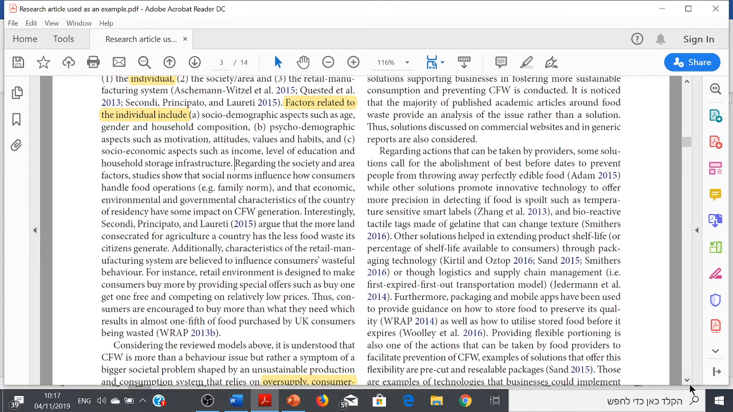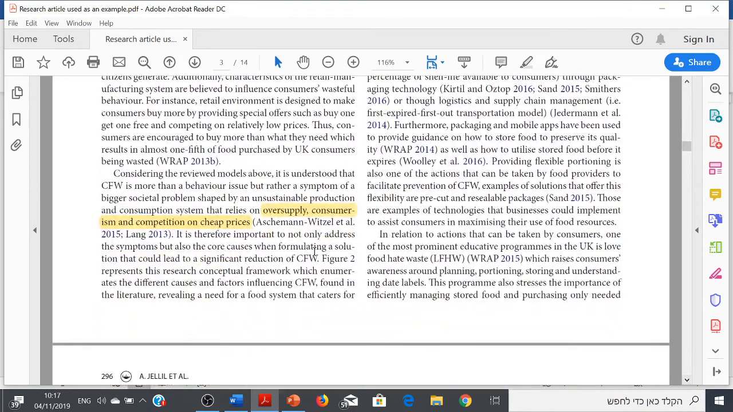They're not here. However, if I continue to the next paragraph, I can see them over here: oversupply, consumerism, and competition on cheap prices. Again, I would start from the beginning of the sentence to understand the context. So let's read from the beginning. Considering the reviewed models above, it is understood that CFW, consumer food waste, is more than a behavior issue, but rather a symptom of a bigger societal problem shaped by an unsustainable production and consumption system that relies on oversupply, consumerism, and competition on cheap prices.